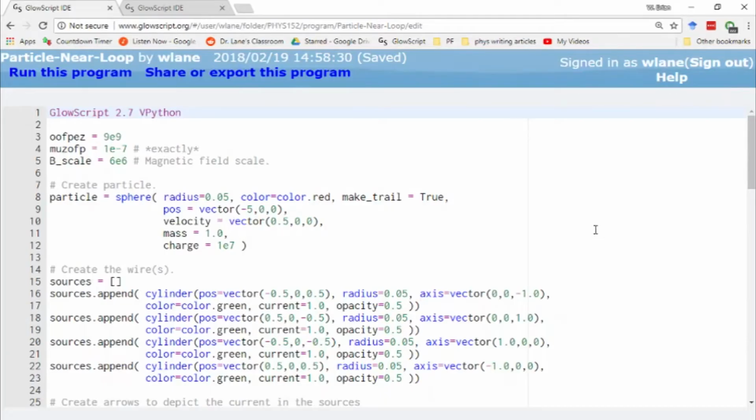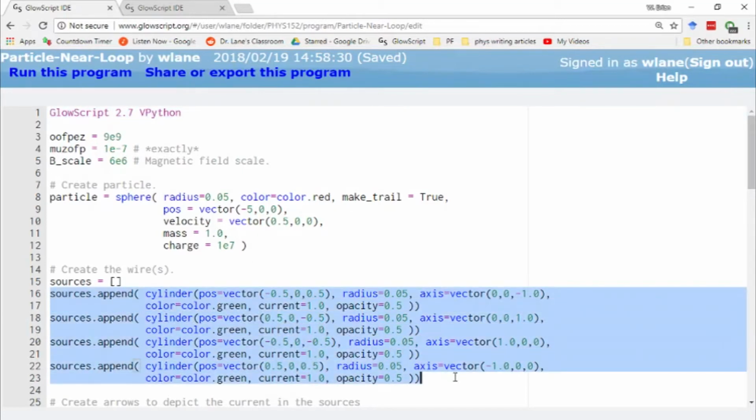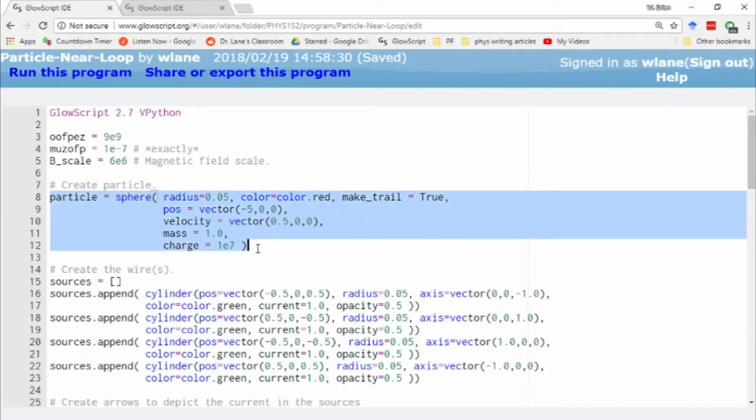So we've taken a look at how magnetic fields are produced from loops of current. Today we're going to look at how a charged particle moves in those magnetic fields. So here we've got our loop of current that we've had in the last couple videos. And then up here we've added in a particle to move around in its magnetic field.